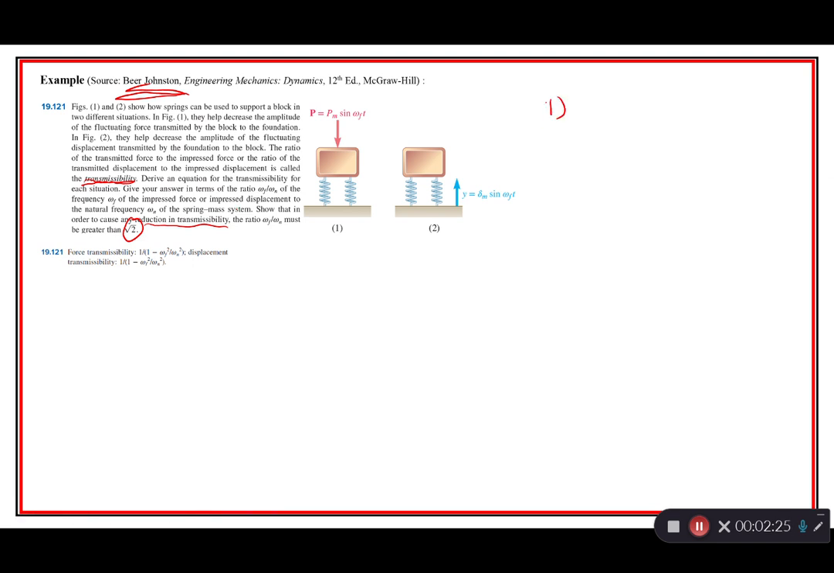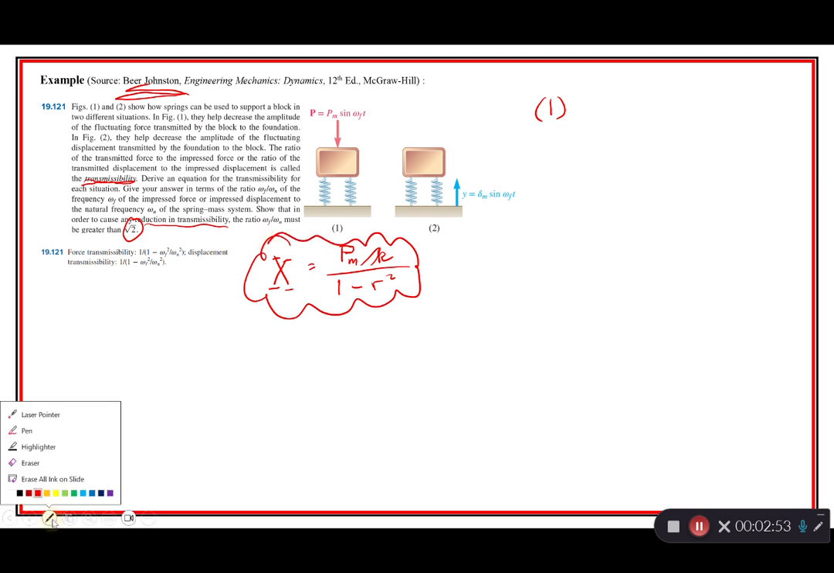So for situation 1, let me write this down. First, the basic equation without any damping is going to be the force, and they're using P_m, so I'm going to go P_m divided by k times 1 minus r squared. We're going to show that, but this is where we're going to start from. So we're already assuming that we know this thing right here. We don't have to derive it. It's always bothered me when problems don't really tell you where your starting point is, but I can get over it.